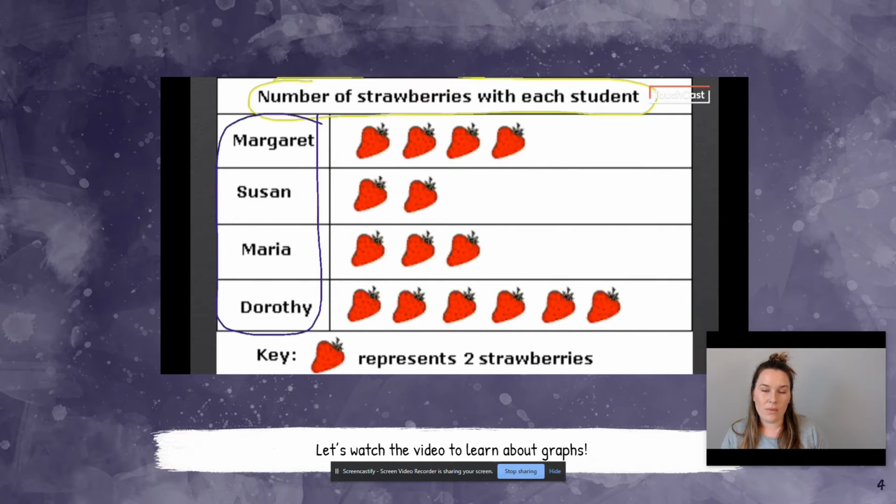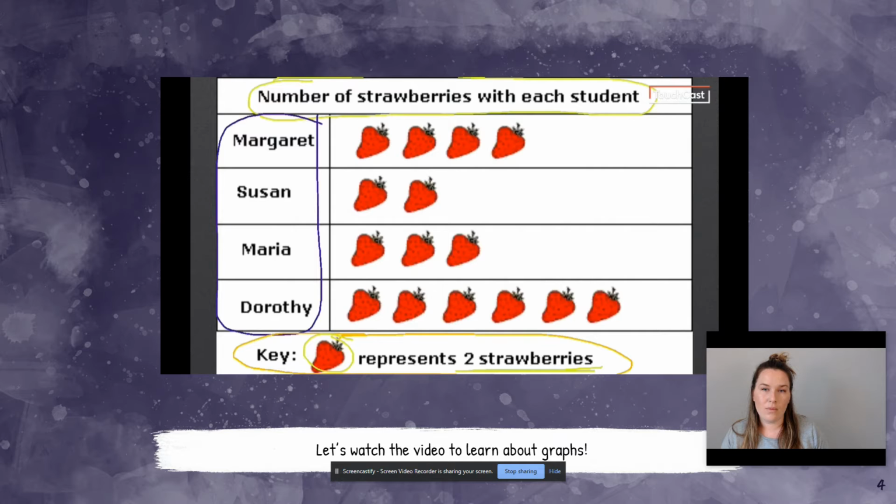Finally, and this one's really important, you're going to have a key. And that key is going to show you how much each picture stands for. So in this case, one strawberry actually stands for two strawberries. So whenever you see a strawberry, this actually counts as two strawberries, two strawberries, two strawberries, just like that there.